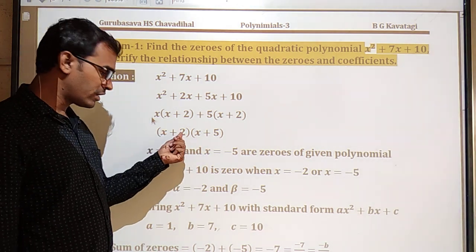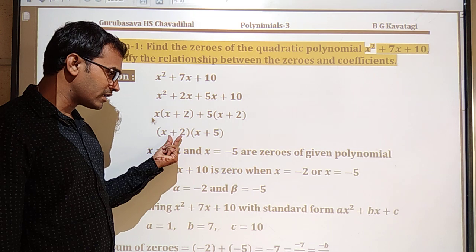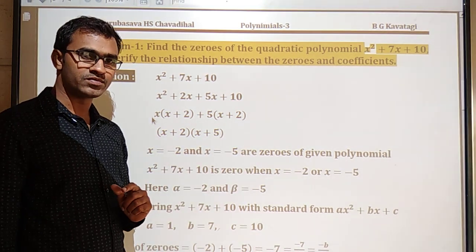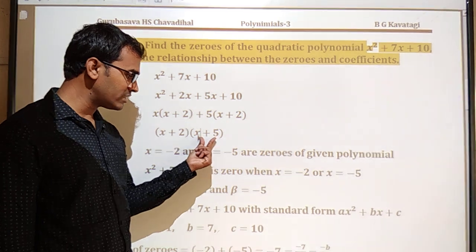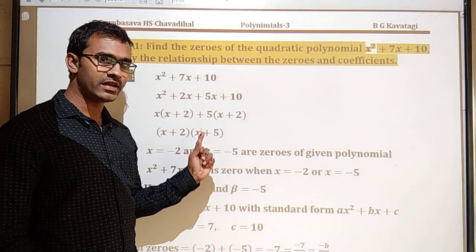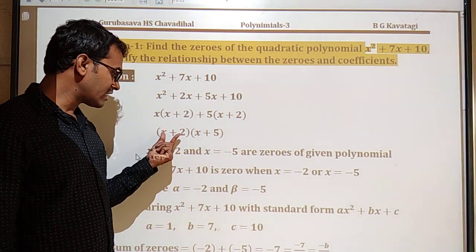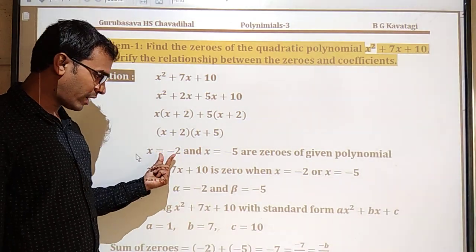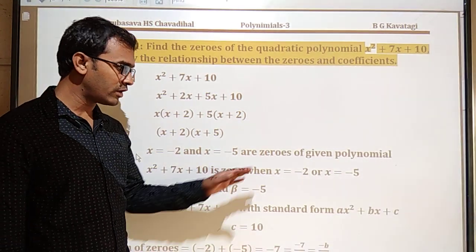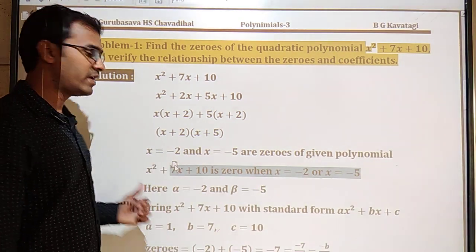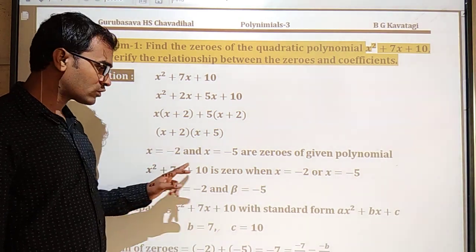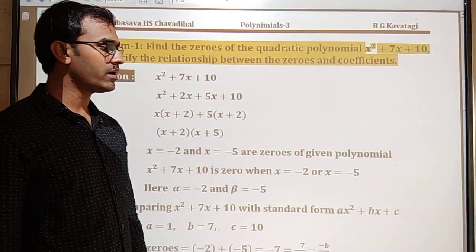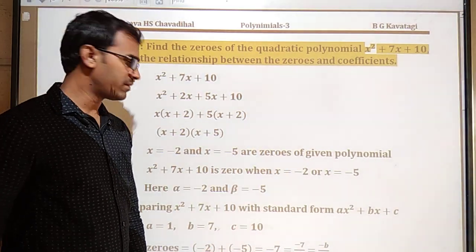Therefore, x plus 2 equal to 0 means x equal to minus 2, and x plus 5 equal to 0 means x equal to minus 5, because each term is equal to 0. Therefore, x equal to minus 2 and x equal to minus 5 are the zeros of the given quadratic polynomial.